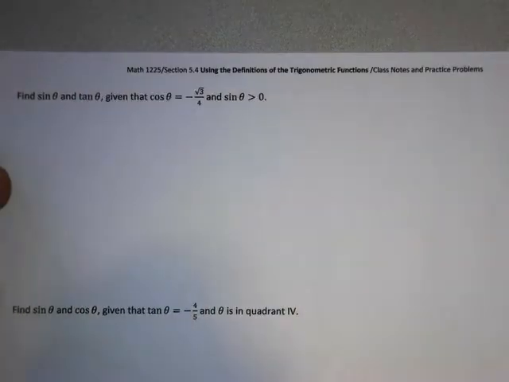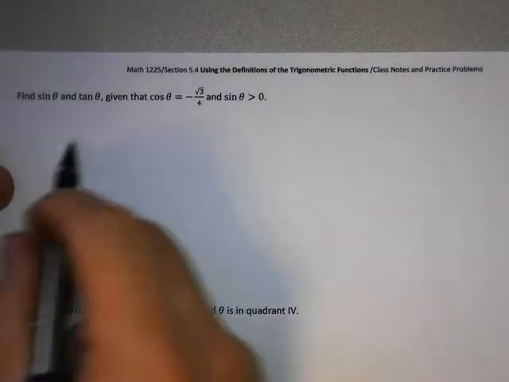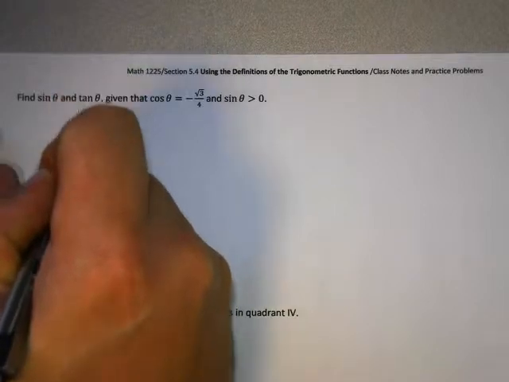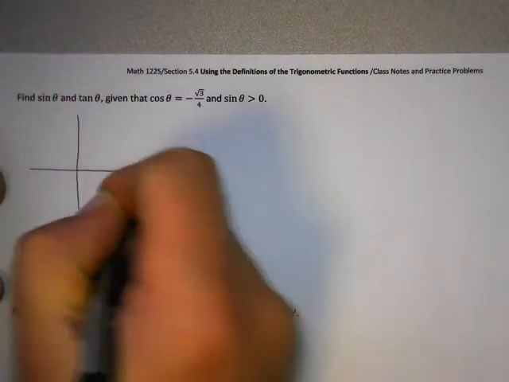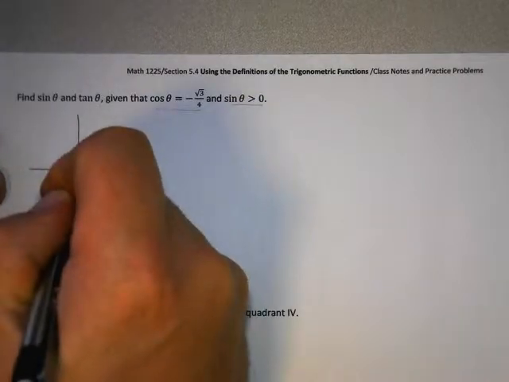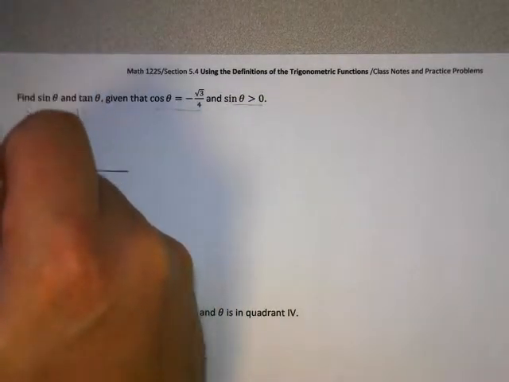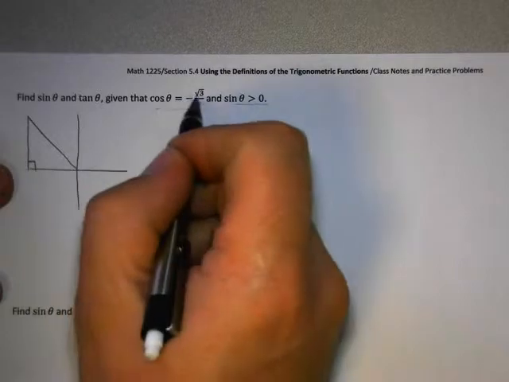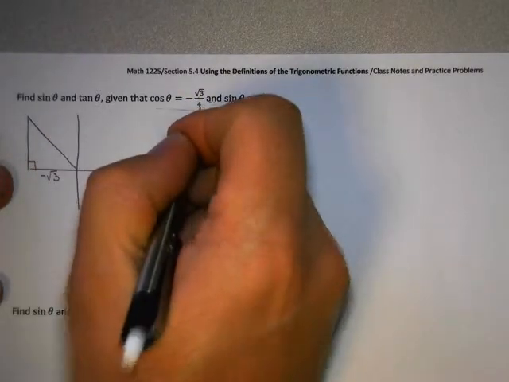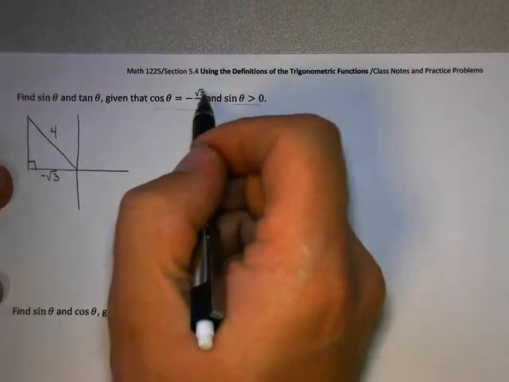So if we're looking for sine, tangent, you could use identities. I'm going to draw a picture. Sine is positive, cosine is negative. That's going to tell me quadrant 2. Cosine is x over r, negative square root of 3 over 4. I need to find my other side.